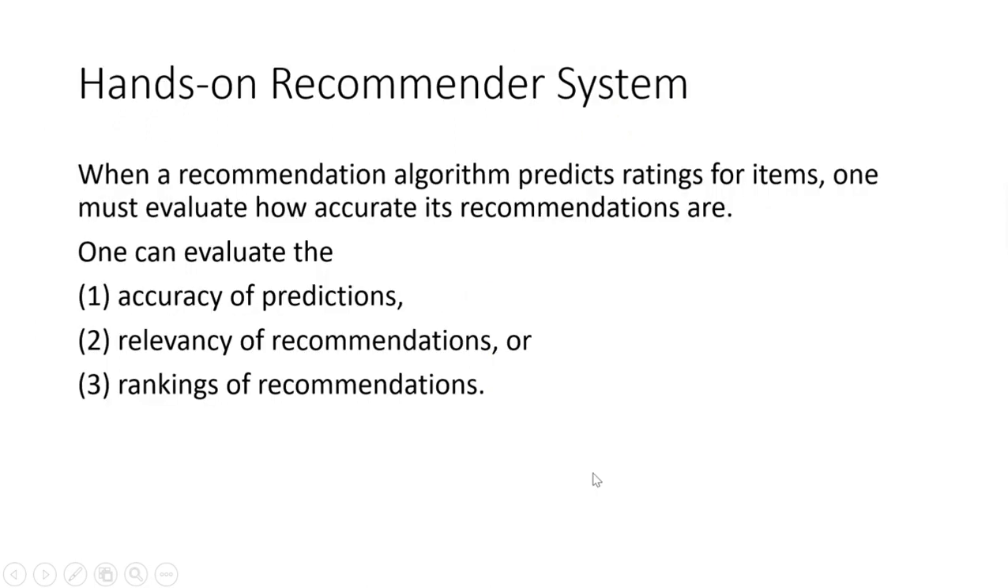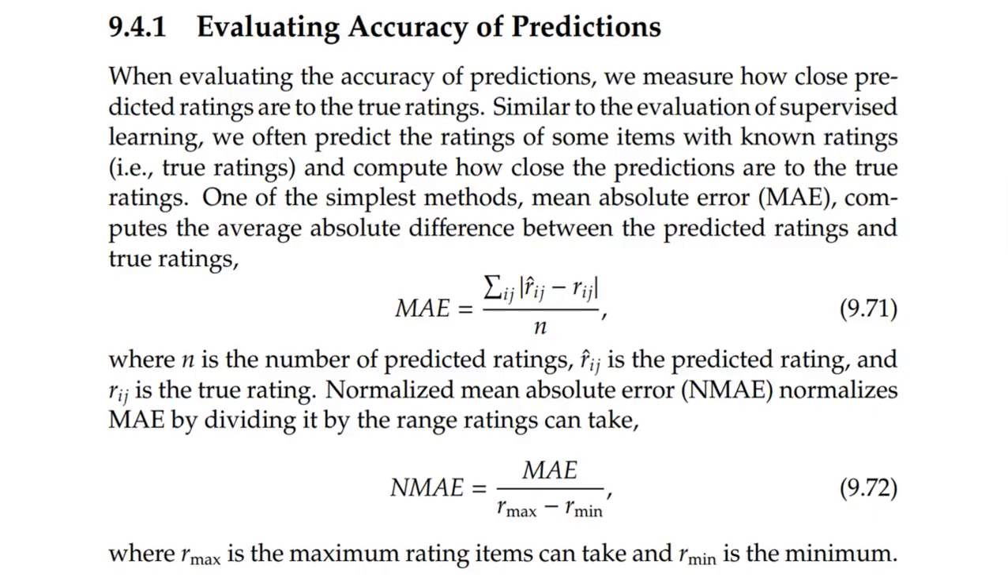Hands on recommender system. When a recommendation algorithm predicts ratings for items, one must evaluate how accurate its recommendations are. So we can evaluate the accuracy of prediction, relevancy of recommendation, and rankings of the recommendation. So let's start one by one. What is the accuracy of prediction, then relevance of recommendation, and the rankings.